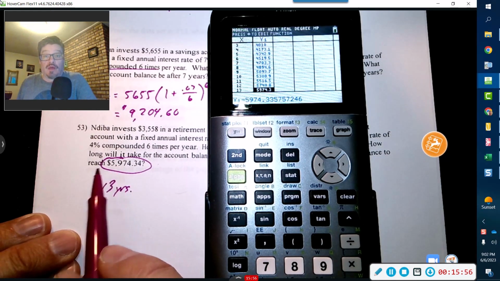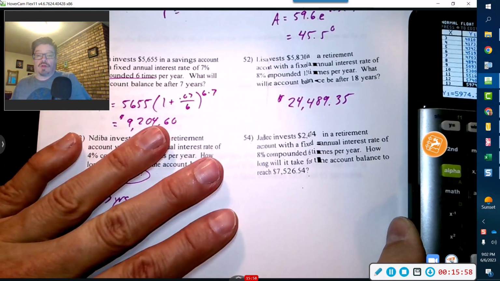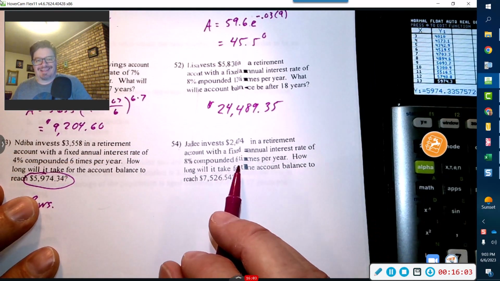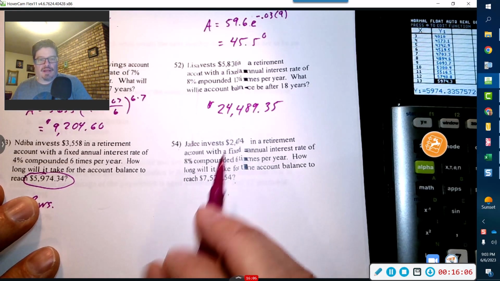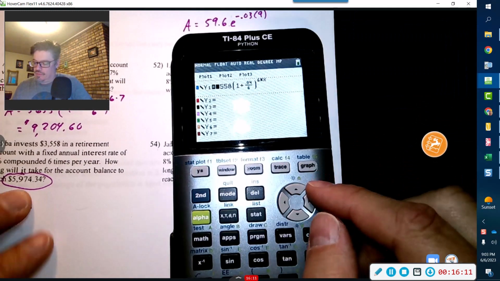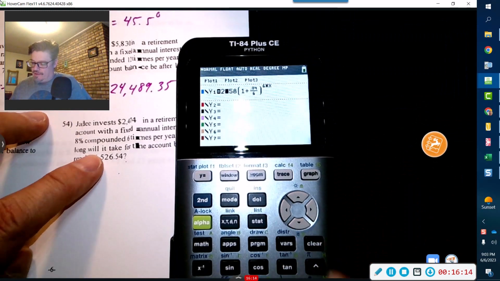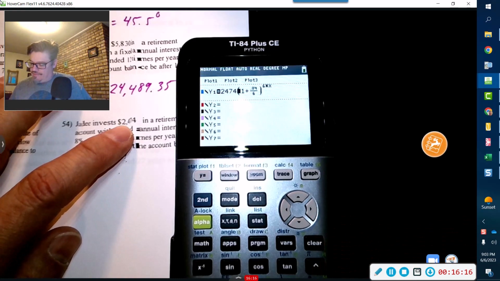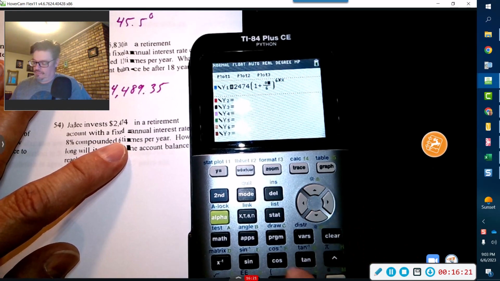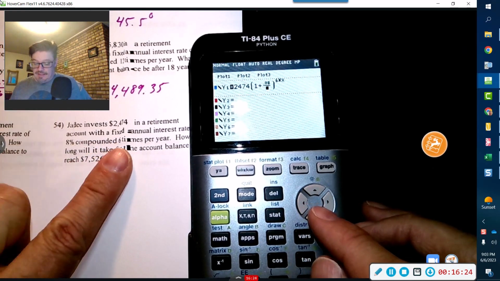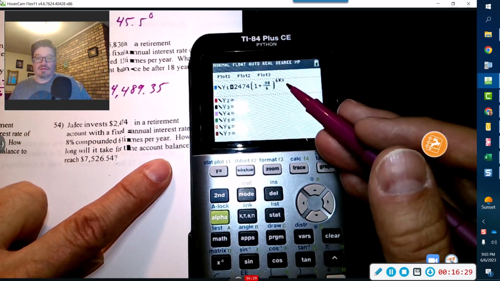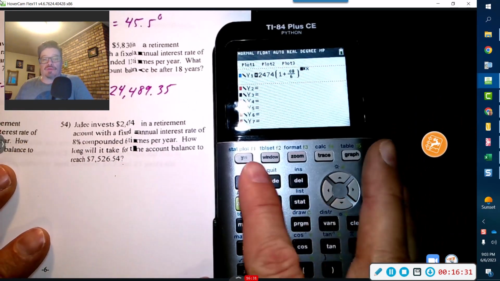So we have to use a table if you can't use logarithms. The same thing with this one, except here we've got 8% compounded 6 times a year, with a different amount of money. How long will it take to become that much? Let's go back to y equals. We change our numbers here to 2,474. We go to 8%, and it's going to be 6 times a year, so we leave that 6x right there at the top. Now we go back to second table set.